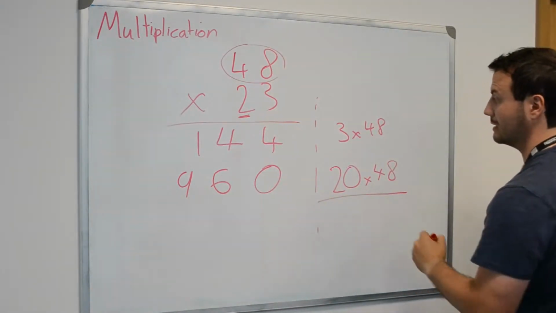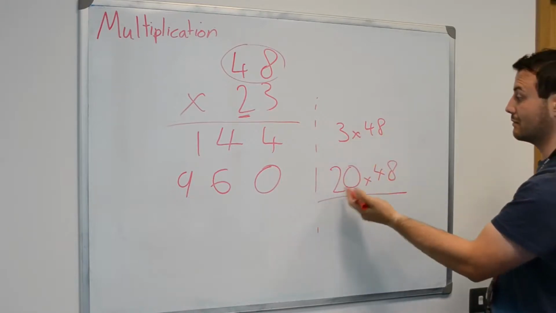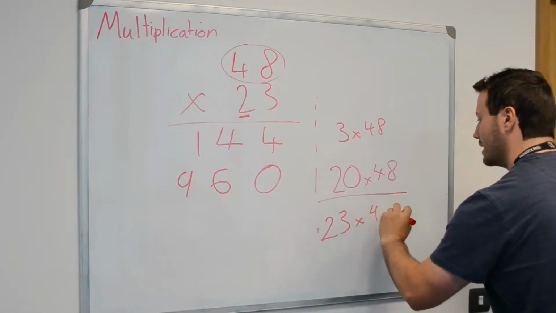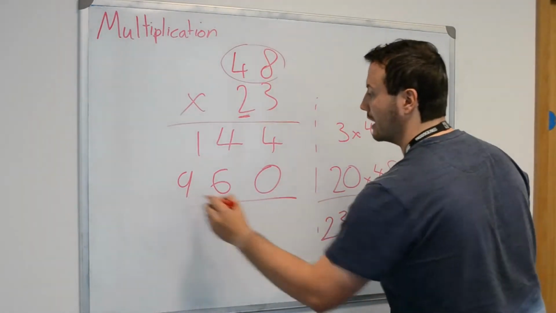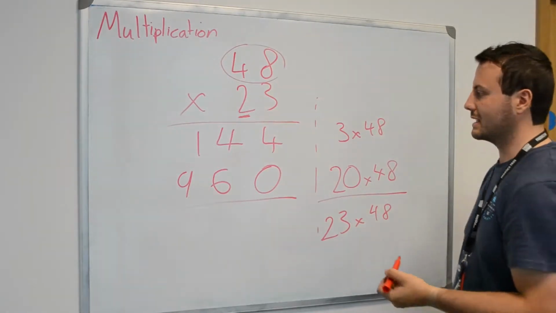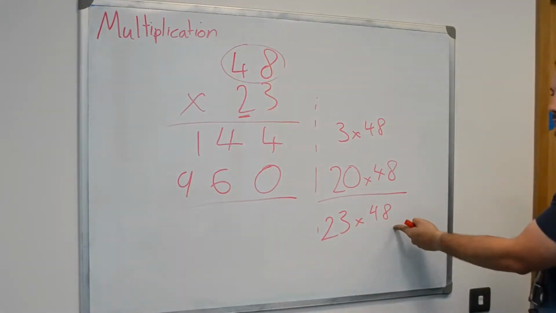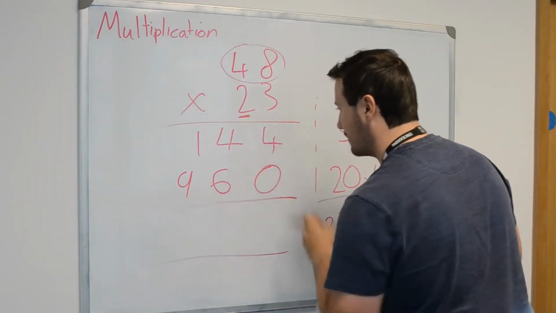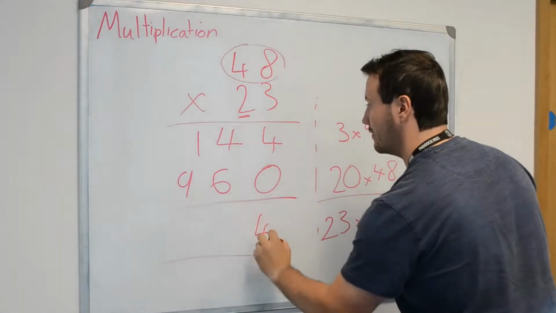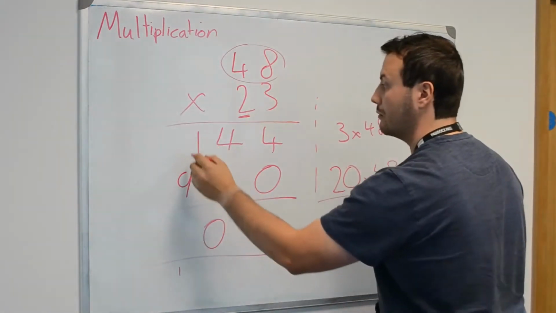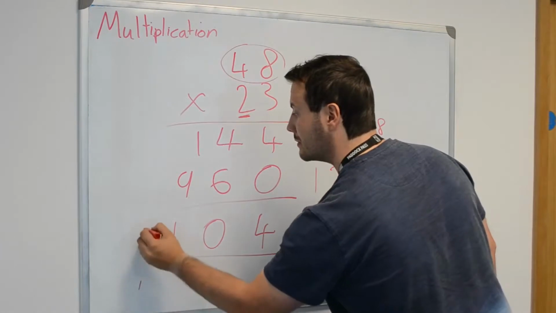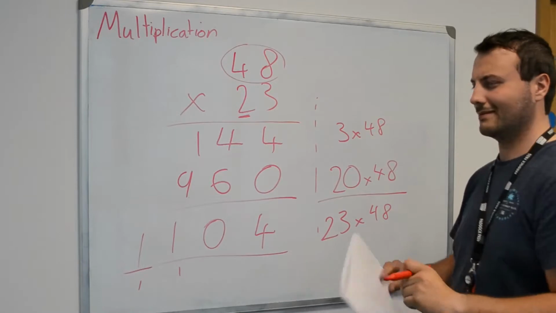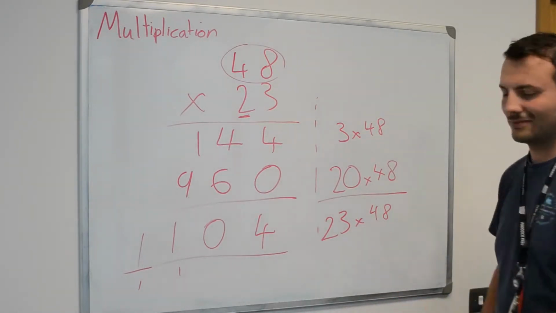So if we were looking at this side, we've got 3 48s and 20 48s. If we combine the two, we have 23 48s. On the left-hand side here, just sum the parts together, same as we did on this side to give us our question. Do the same thing here to get your answer. 4 plus 0 is 4, 4 plus 6 is 10, 1 plus 9 is 10, plus 1 is 11. So the answer is 1,104.